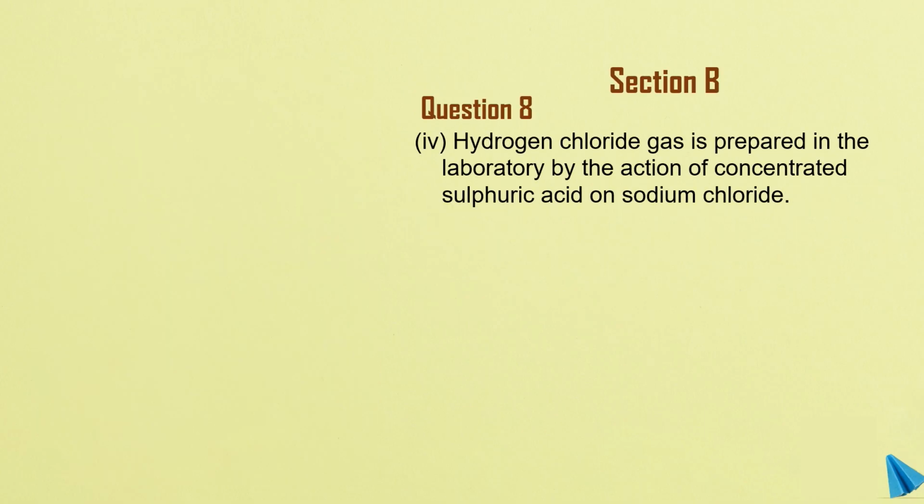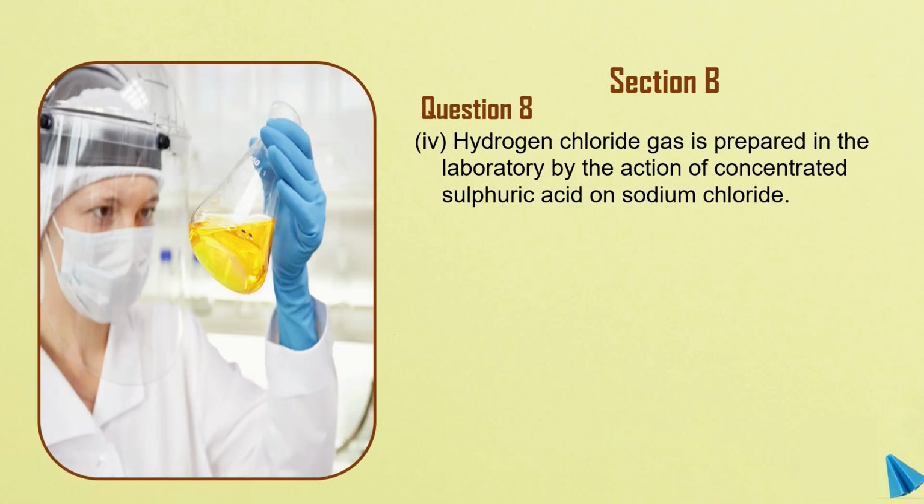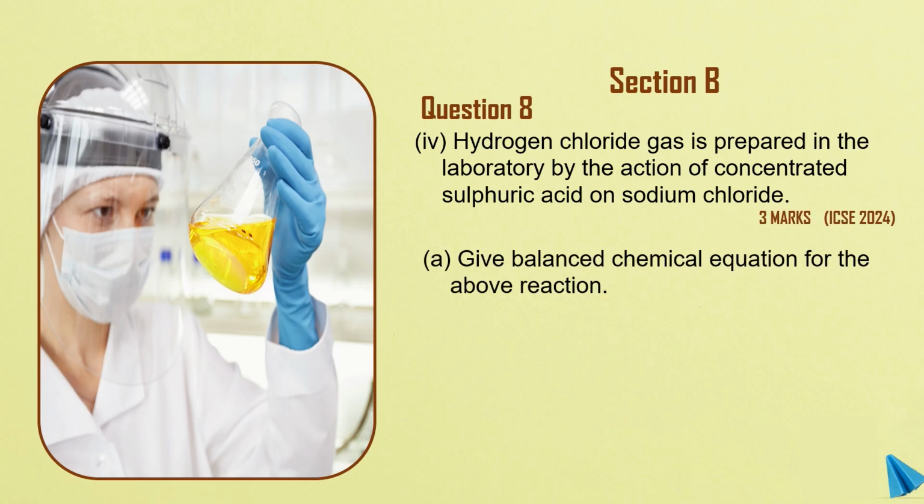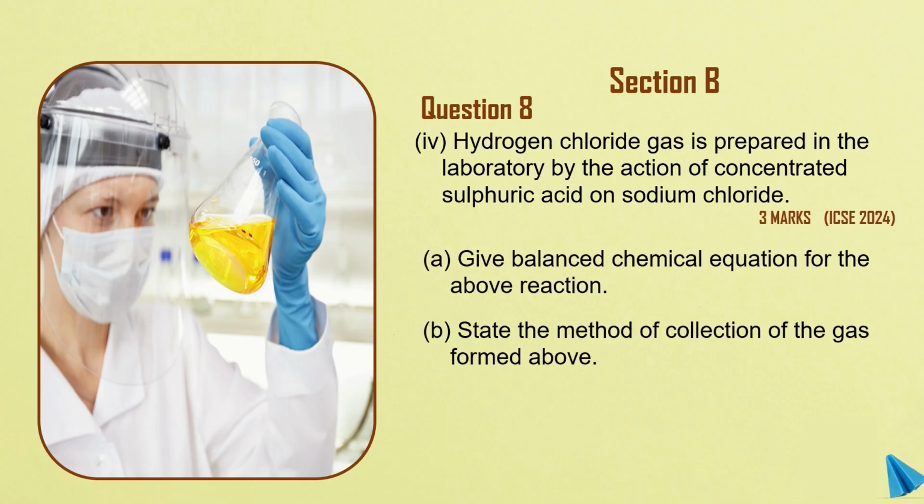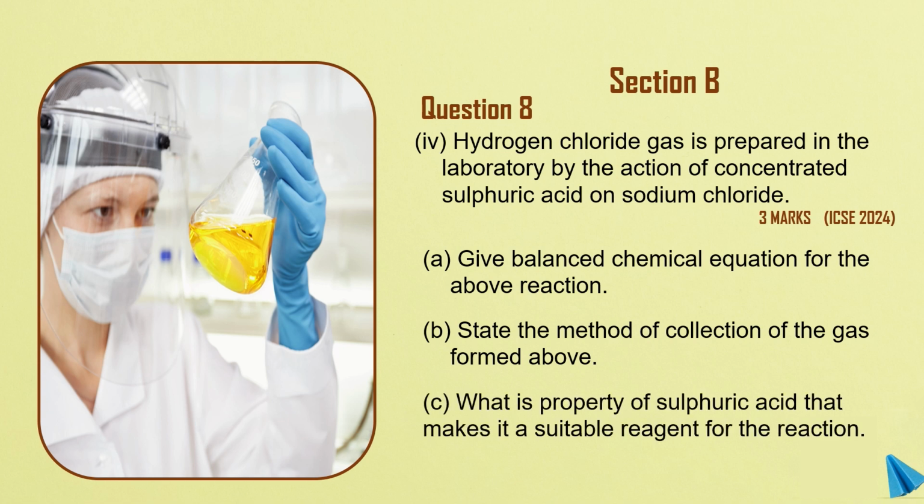Let us have a look at the new question. It says hydrogen chloride gas is prepared in the lab by the action of concentrated sulfuric acid on sodium chloride. Give a balanced chemical reaction for the above reaction. State the method of collection of the gas formed above. What is the property of sulfuric acid that makes it a suitable reagent for the reaction?